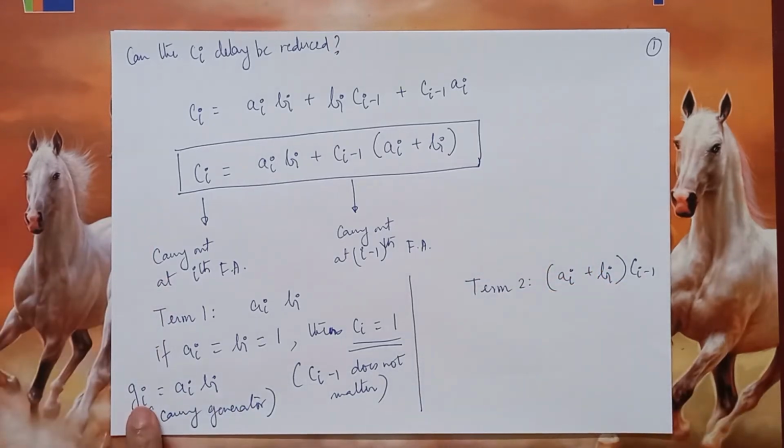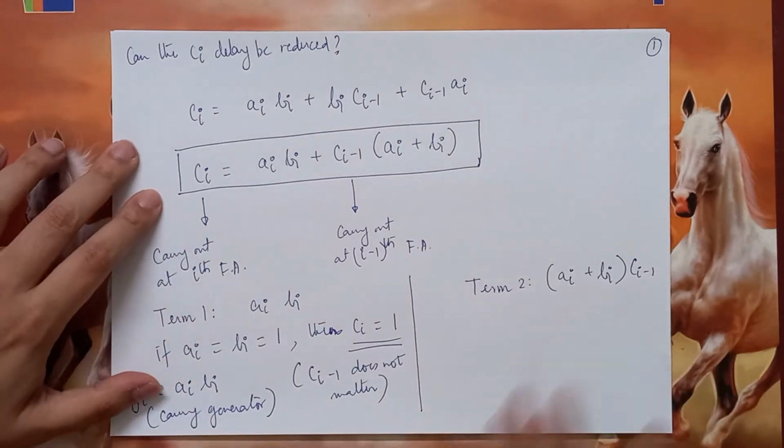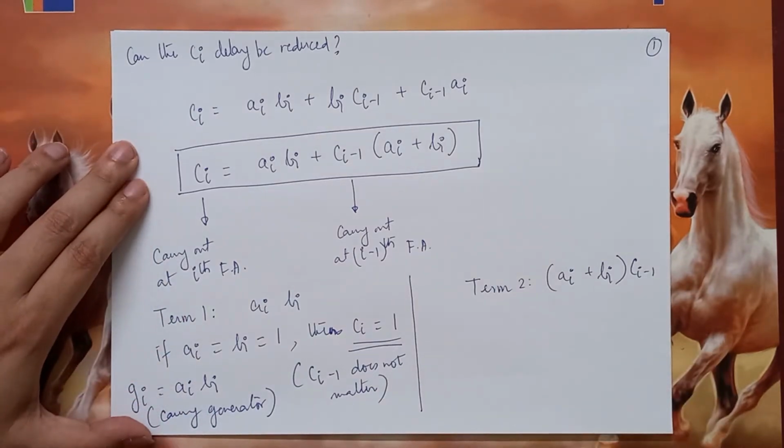Therefore, we will define this term called GI, which is the carry generator term. Now let's come to term 2.